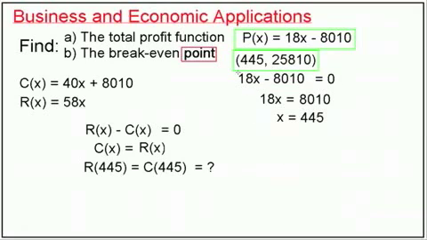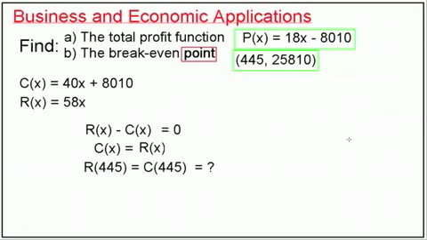Now, what does that mean? Can we interpret that? Yes, the break-even point will come when we make 445 of the things that we're producing. That will generate $25,810 in revenue and cost, and they will balance each other, and that's the break-even point.